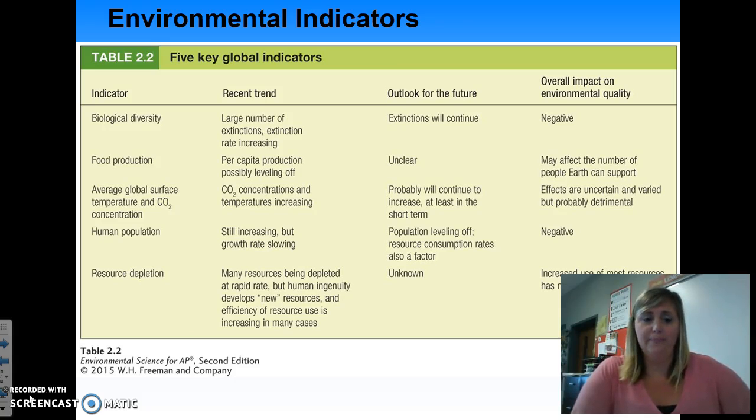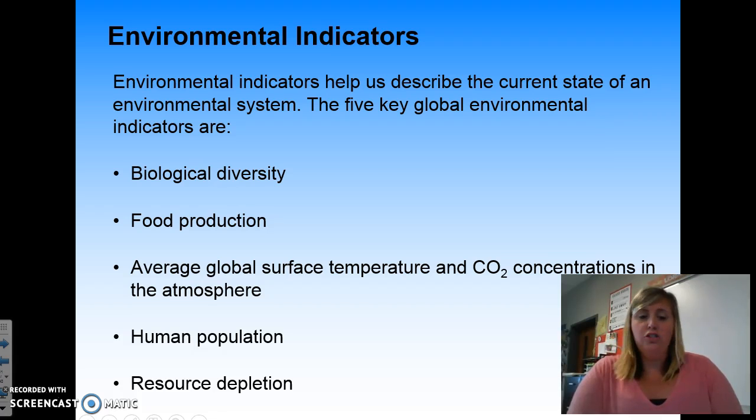In class today, we talked about these major 5 environmental indicators, and these are things that environmental scientists look at to determine how healthy an ecosystem is. And these are like 5 themes that we'll go into a lot more detail as we go throughout the different units during this chapter. But we've got biological diversity, food production, global temperature, carbon dioxide concentrations, the human population, and resource depletion. So again, these are 5 global environmental indicators that scientists use to determine the current state or how healthy an environment is.